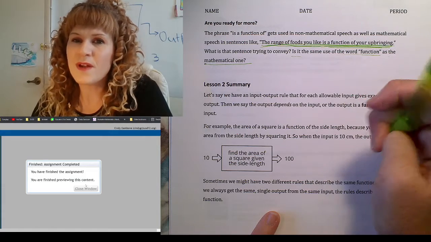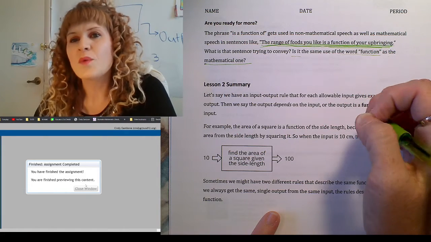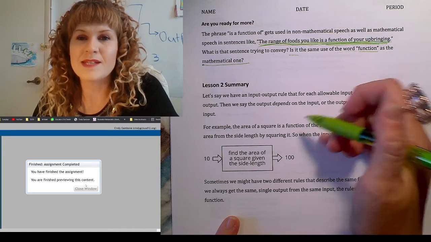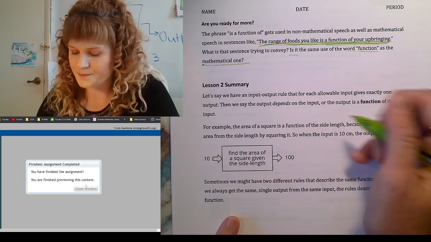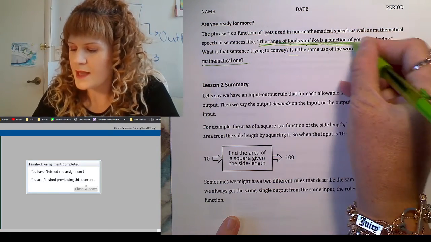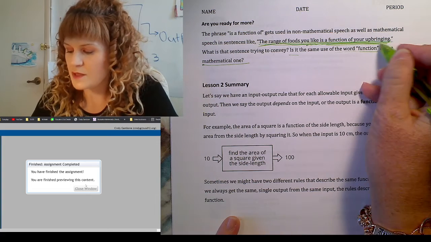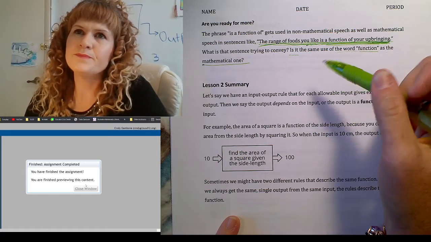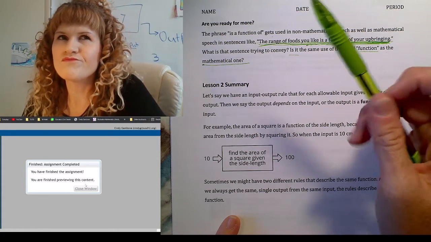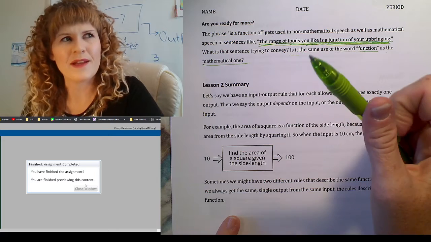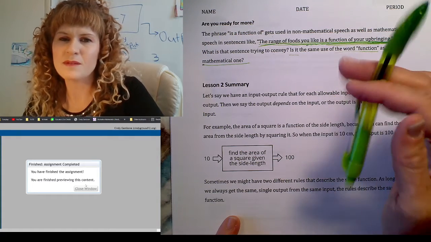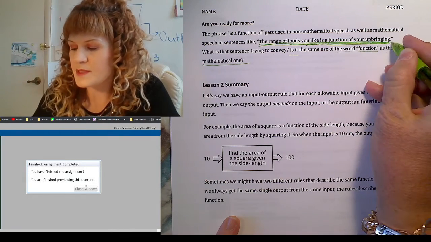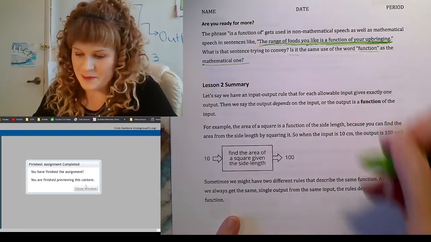But when we use "function of" in math, we mean there's only one possible answer. There's exactly one possible answer. So the kinds of foods you like not only is determined by your upbringing, but it might also be determined by, I don't know. Gosh, now that I think about it, everything is your upbringing. Maybe it's determined by your taste buds. Maybe your taste buds are predisposed to like only spicy food or something.